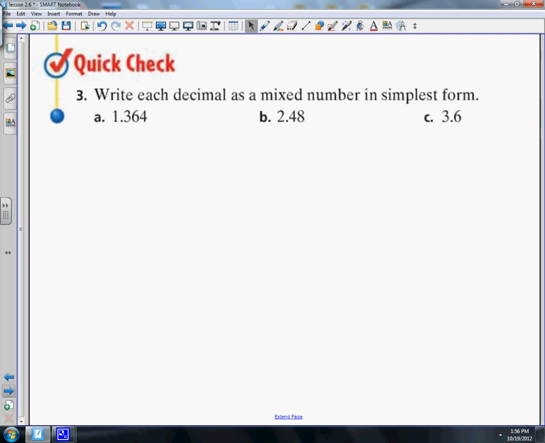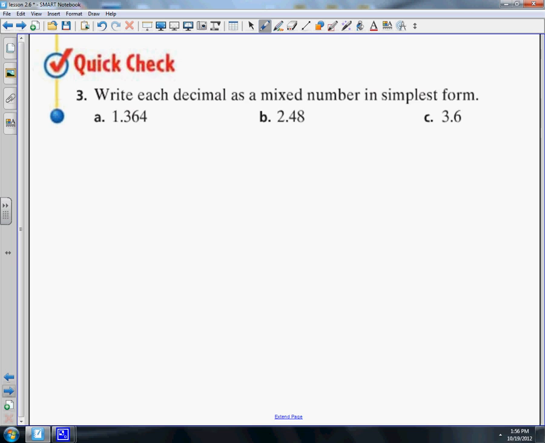Now that we know how to convert fractions to decimals, let's convert these decimals into fractions, or as it says, write each decimal as a mixed number in simplest form. I'll do the first one, and then I'll let you try B and C on your own before I go over them.